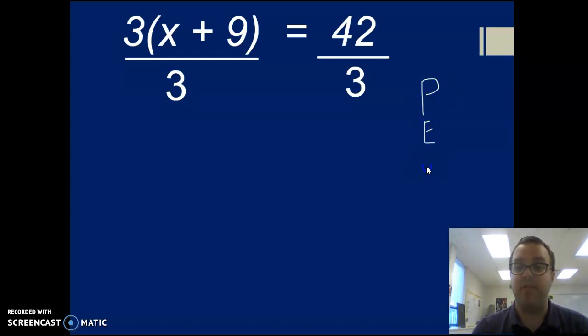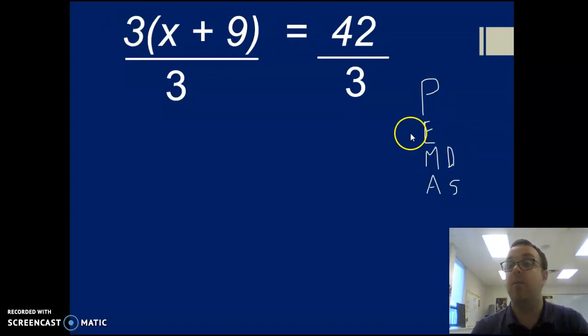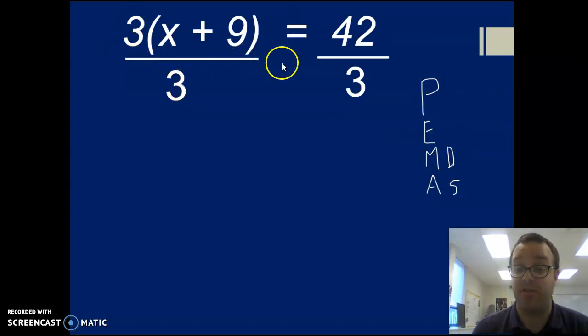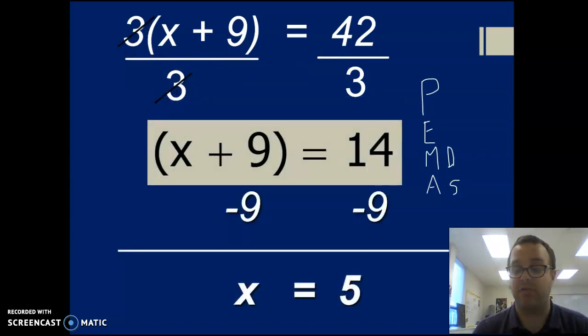Because I have these parentheses around my x plus 9, that would fall under the P in PEMDAS, right? The parentheses part. So I see parentheses here, but I see this multiplication. I want to get rid of the multiplication before I do the parentheses. So I'm actually going to divide by 3 the first time here, and then I'll go ahead and subtract 9 to get that x equals 5.